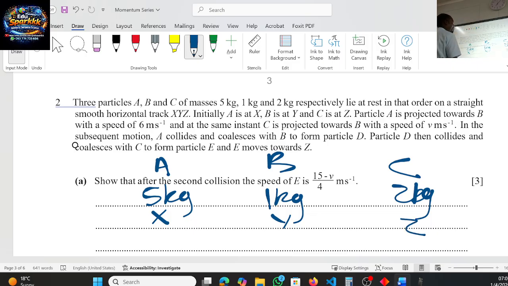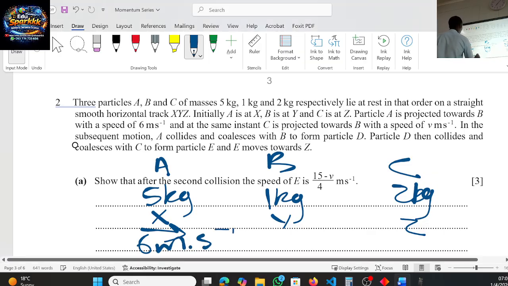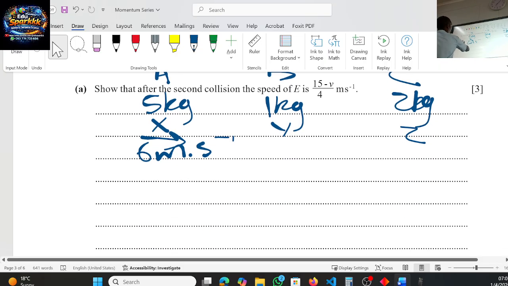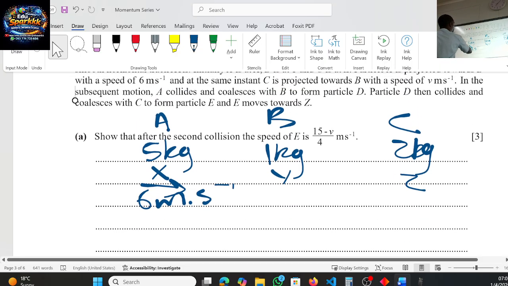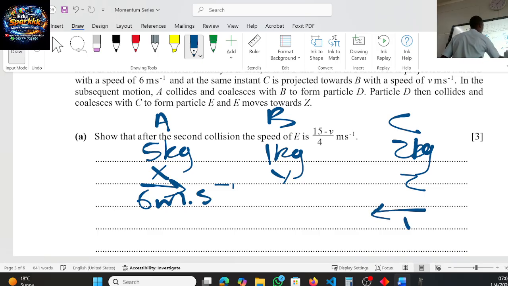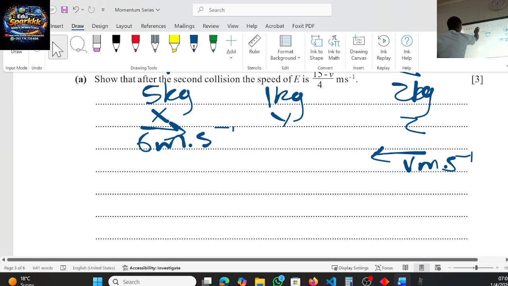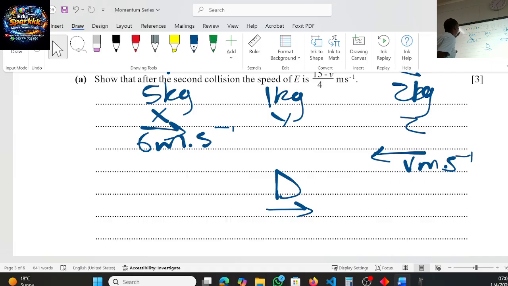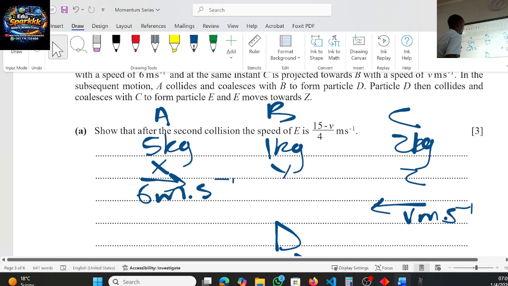And then we are told that particle A is projected towards B with a speed of 6 meters per second. Let me scroll up so that we have enough space. And at the same instant, C is projected towards B with a speed of v meters per second. In the subsequent motion, A collides and coalesces with B to form particle D. So let's raise up and say, when these two meet, they give us D. And we assume D will move in the same direction since B was stationary.